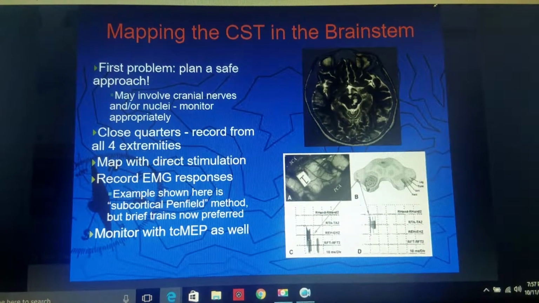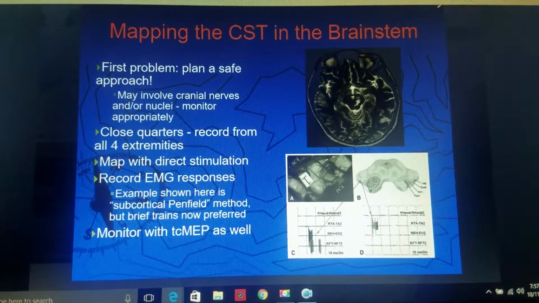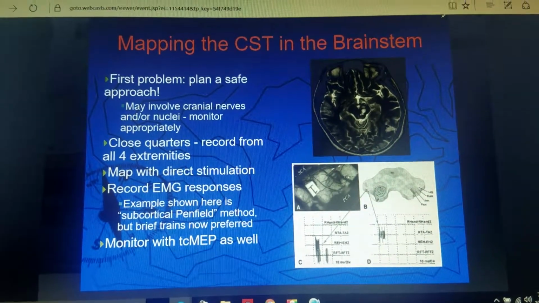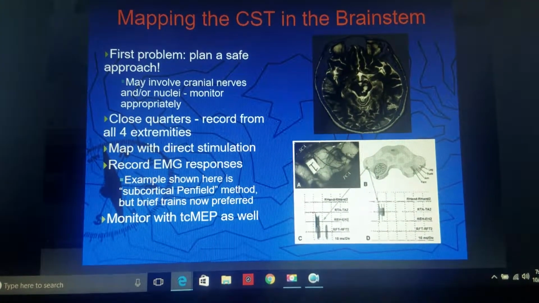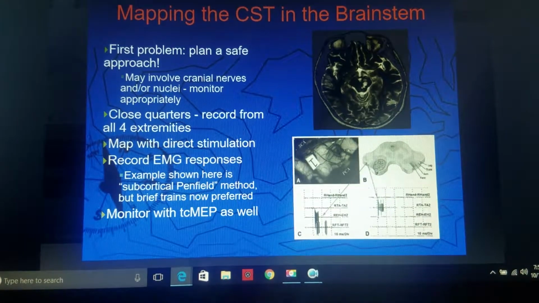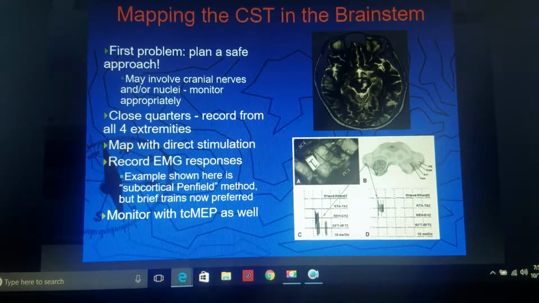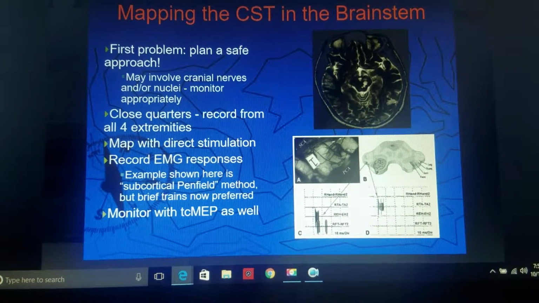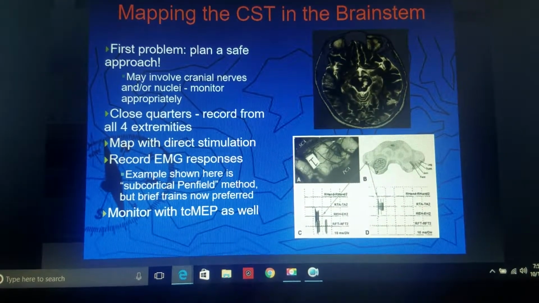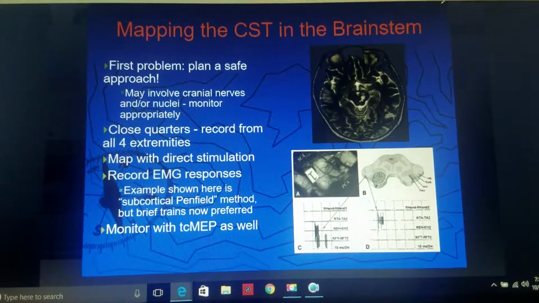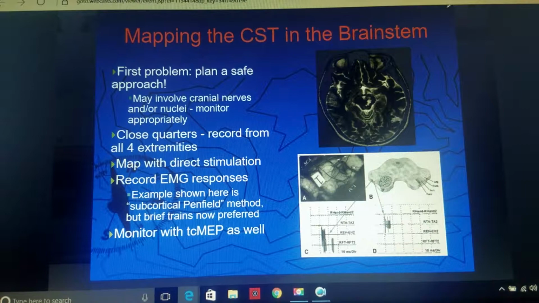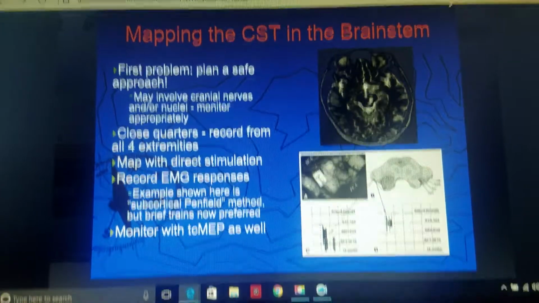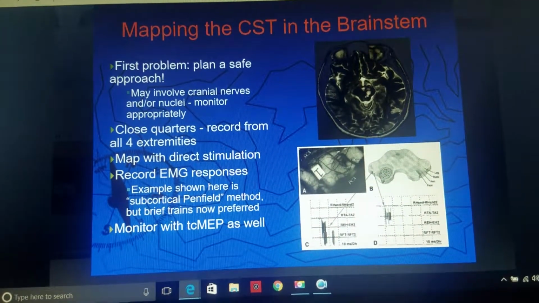So here's an example. I showed you part of the slide before, this cavernous malformation in the cerebral peduncles. You see the topography is still maintained there on the right, but it's distorted on the left side where the malformation is. First, obviously, you're going deep now into the brain, so you've got to plan a safe approach depending upon exactly where it is. You may have cranial nerves or nuclei involved, and so you have to monitor those appropriately.